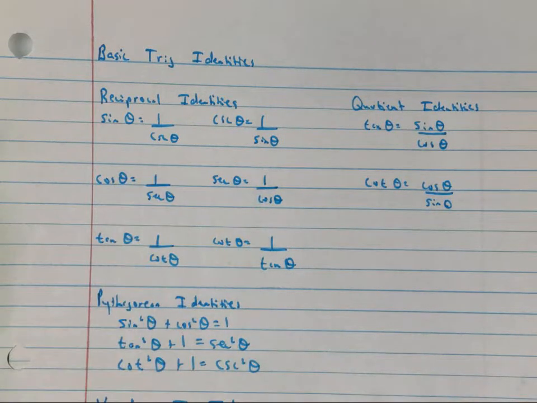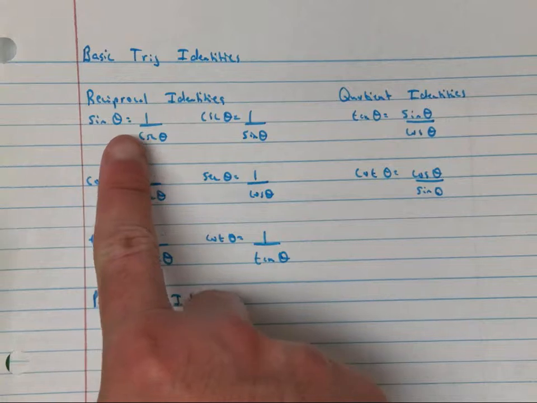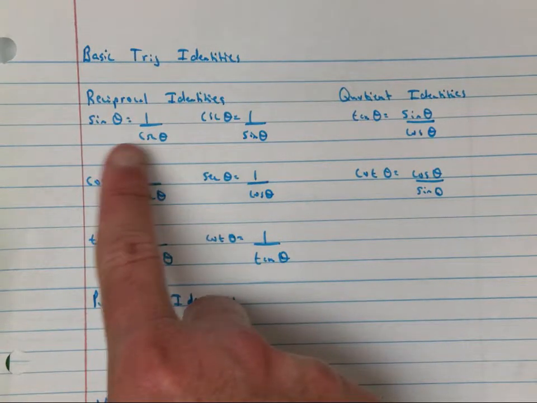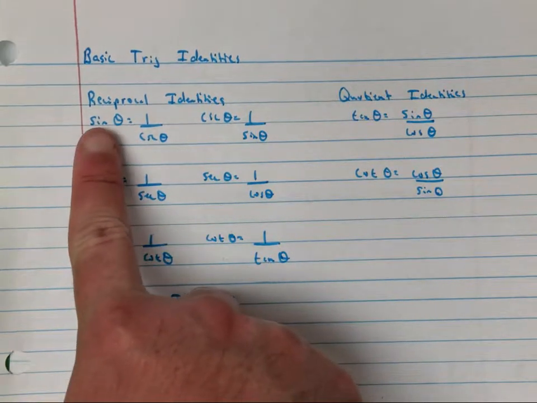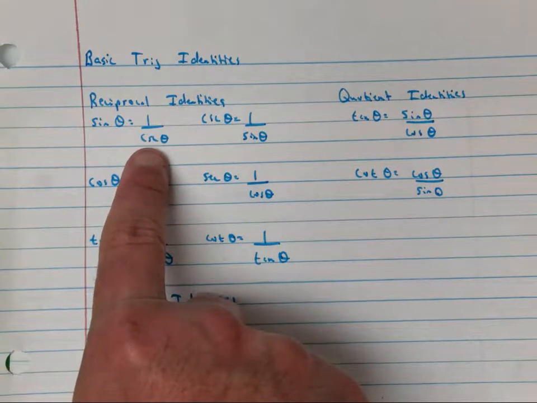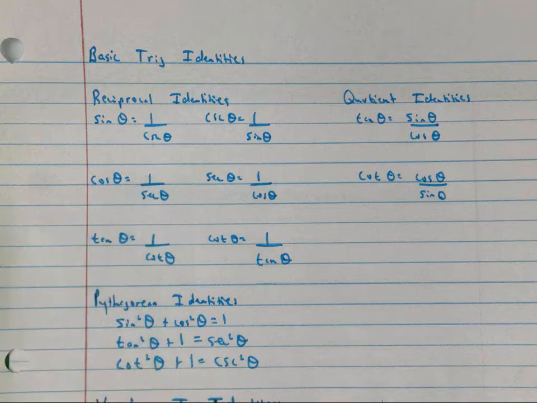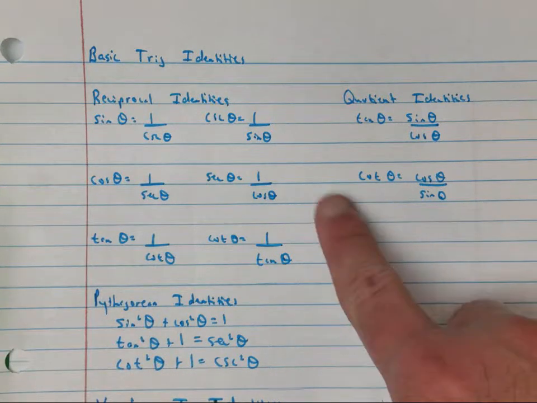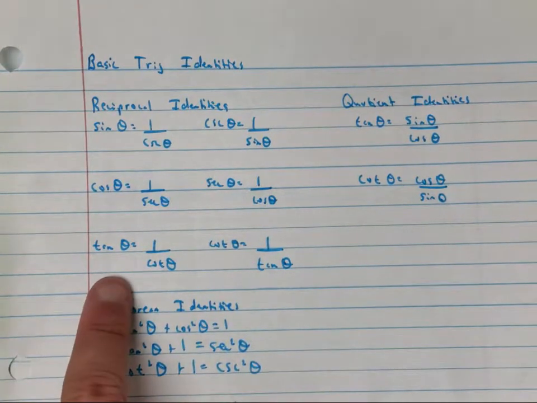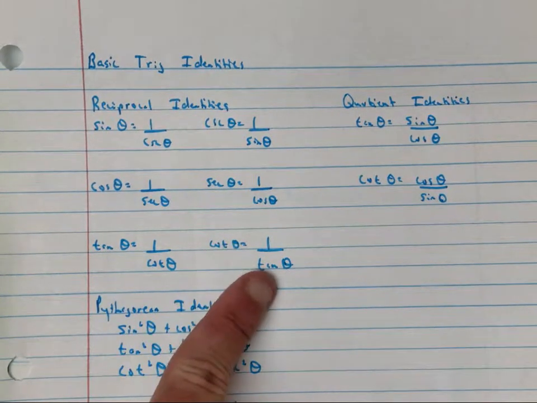We talked about reciprocal identities. That is sine equals 1 over cosecant. Remember, sine and cosecant are related, the reciprocal, 1 divided by cosecant. Cosecant is 1 over sine. Cosine is 1 over secant. Secant is 1 over cosine. Tangent is 1 over cotangent. Cotangent is 1 over tangent.